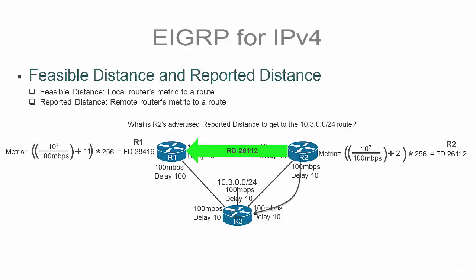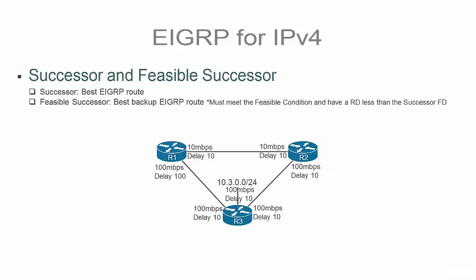Once the EIGRP has its feasible distance and reported distance values, then we have to know what our successor and feasible successors are for EIGRP. A successor in EIGRP is just basically the best EIGRP route. A feasible successor is the best backup EIGRP route, and it must meet the feasible condition and have an RD less than the successor FD. So let's take a look at what we mean by successor and feasible successor.